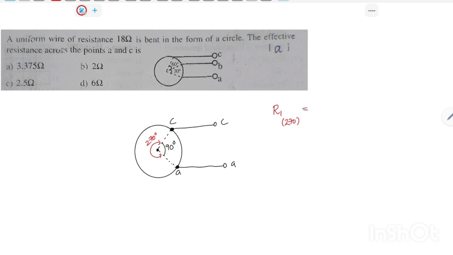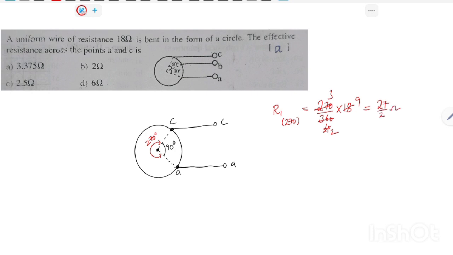So I'm just writing 270 degrees with the center. How can I find that? The total resistance actually is 18 ohm. If you consider the total angle as 360 degrees, the resistance is 18 ohm. But the angle is now 270 degrees. Therefore, 270 by 360 multiplied with 18 ohm. So 9 threes, 9 fours, two twos, two nines. So the value of resistance which is having 270 degrees angle with the center is 27 by 2 ohms.